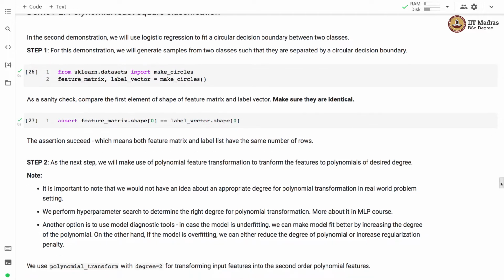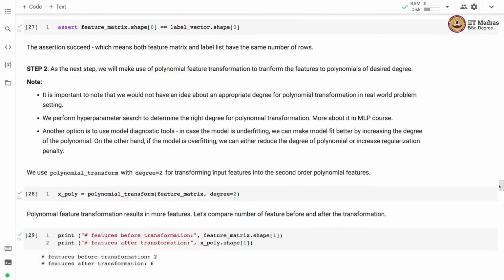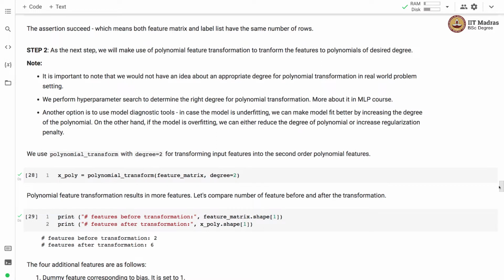As the next step, we will make use of polynomial feature transform to transform the features to polynomials of desired degree. Here, because we ourselves generated the data, we know that our classes are separated by a circular decision boundary, and in order to learn the circular decision boundary, we have to use a polynomial of degree 2 in the features. Note that we would not have such an idea in real world problem settings. There we perform hyperparameter search to determine the right degree for polynomial transformation. We'll learn more about it in the machine learning practice course.